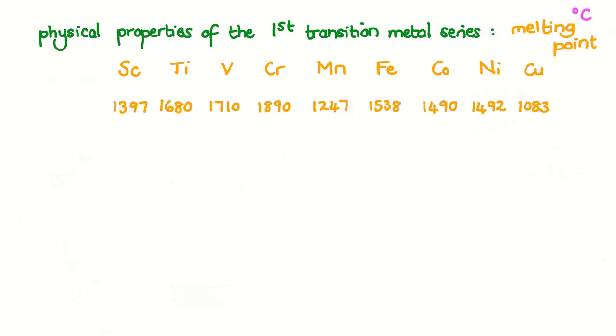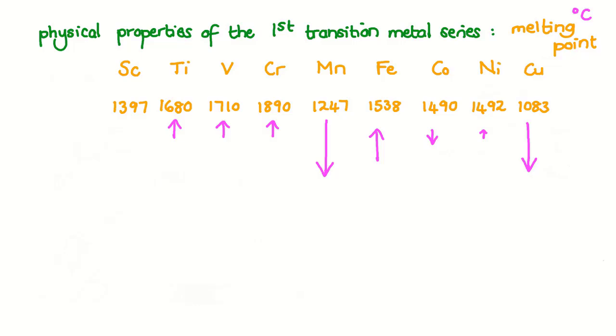The property up next is melting point. Melting point does not have a definitive trend for the first transition series. From scandium's melting point of 1397 degrees Celsius, the values go up, up, up, down, up, down, up, down. I won't plot these values on a graph for you. The graph kind of looks like a roller coaster.